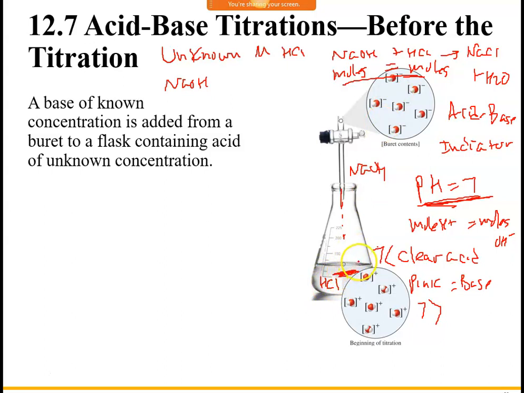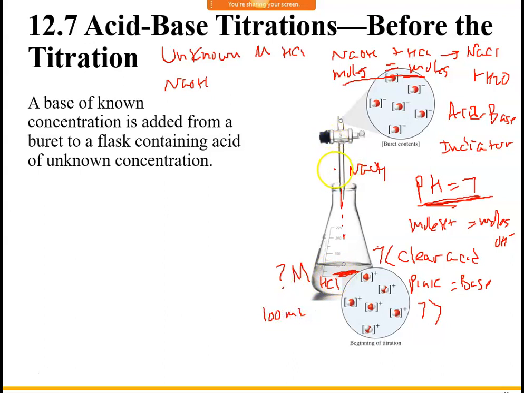Okay, so that's basically how a titration works. I think there are some pictures here. I'll show you the pictures, and then we'll go over these calculations. Okay, so a base of known concentration is added from a burette to the flask containing the unknown HCl concentration. So our HCl's in here. This molarity is unknown. However, I know the amount I use. It looks like they're using 100 milliliters, maybe.